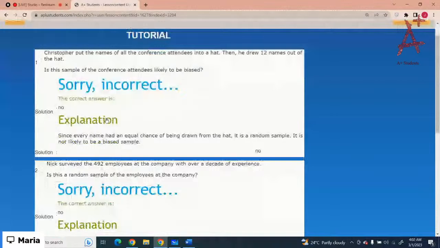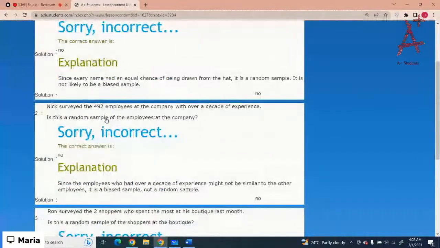The next example is Nick surveyed the 492 employees at a company with over a decade of experience. Is this a random sample of the employees of the company? No. Since the employees who had over a decade of experience might not be similar to the other employees, it is a biased sample, not a random one. If you are selecting the sample on the basis of some criteria, then that would be the biased sample. Like here, these employees have over a decade of experience in the company. Got it?